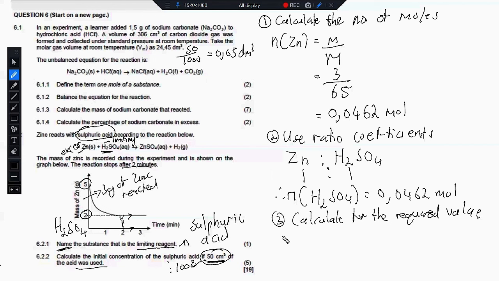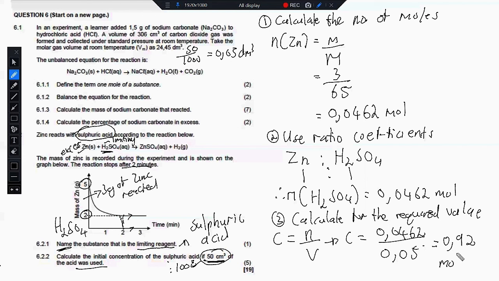And then to calculate the concentration, C is equal to n over V, which will give us C, our number of moles, 0.0462, and then our volume 0.05. And then that means the concentration will be 0.92 mole per dm cube. Right. So that is the concentration right there. If you divide this one, we get 0.92 mole per dm cube. And that's how you were supposed to use that.